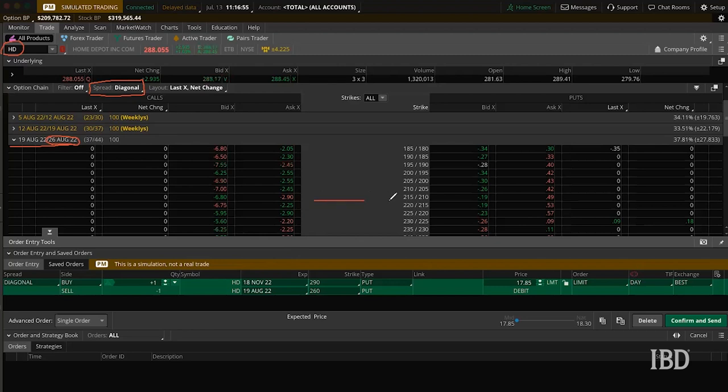You can select one of these over here. Don't go to this side of the screen. Go to this side of the screen because this is where the prices are for put options. So you select one of these, and it will bring this up down below. And you can adjust any one of these. You can adjust your strike prices, your expirations. You just want to make sure that you are set up to buy one November 18th expiring 290 put and sell one August 19th expiring 260 put.